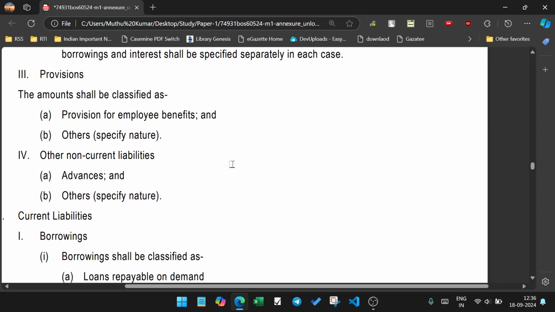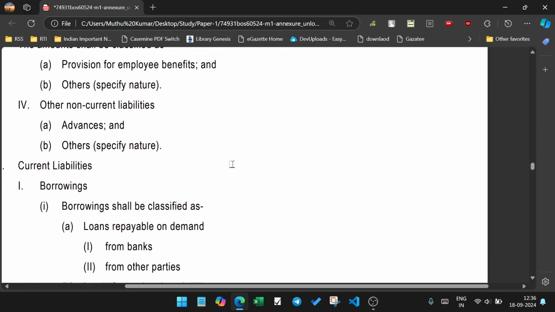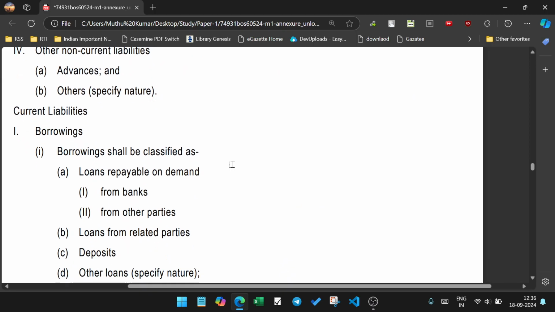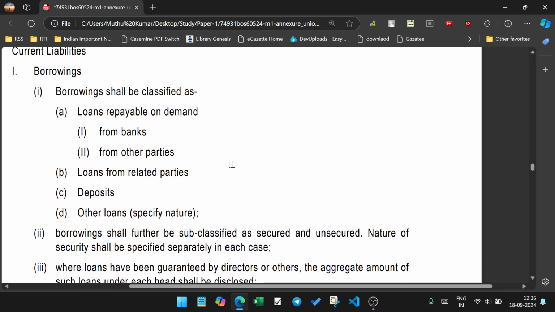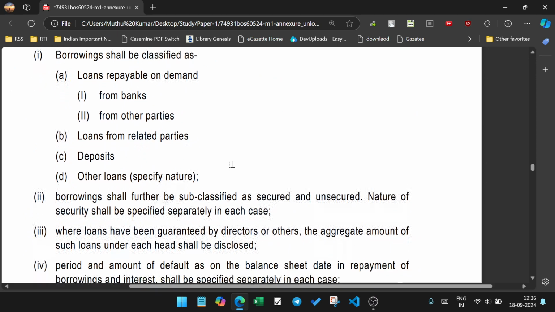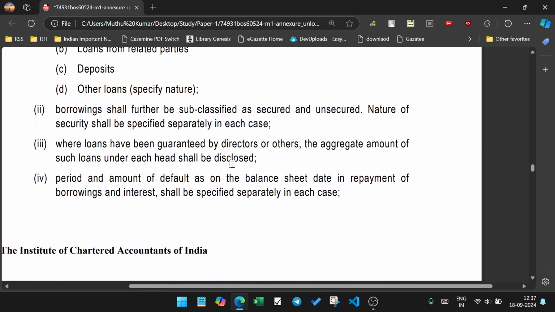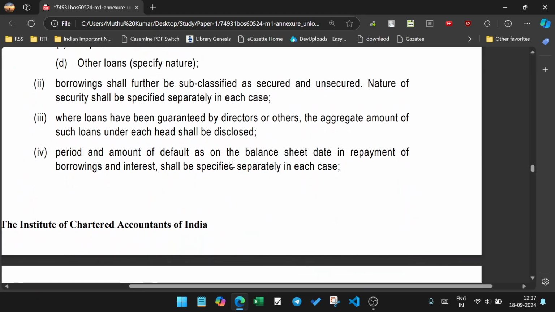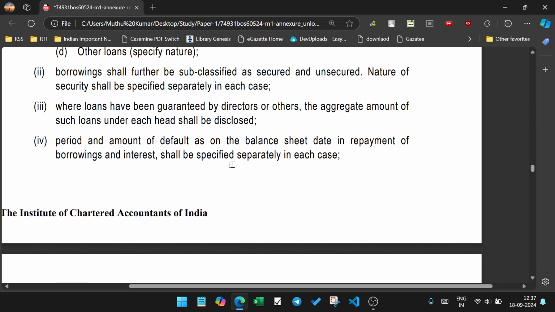Provisions shall be classified as provision for employee benefits and other specified provisions. Other current liabilities: advances and others. Current liabilities: borrowings. Borrowings shall be classified into loans repayable on demand from banks and other parties, loans from related parties, deposits, and other loans. Borrowings shall further be sub-classified as secured and unsecured. Nature of the security shall be specified separately in each case.